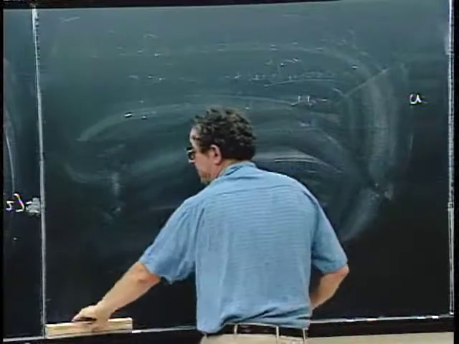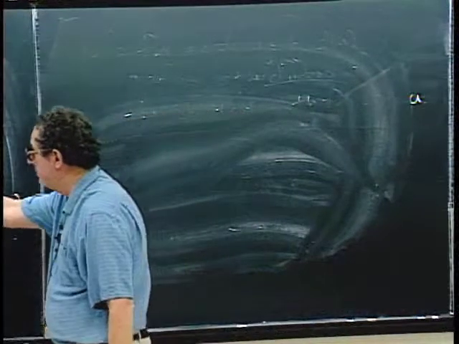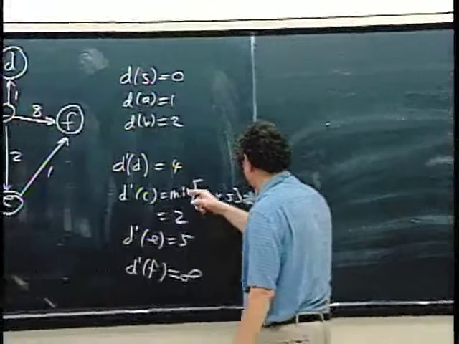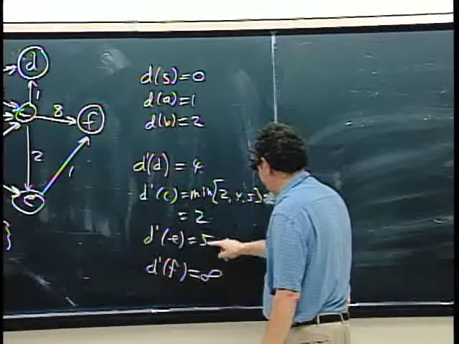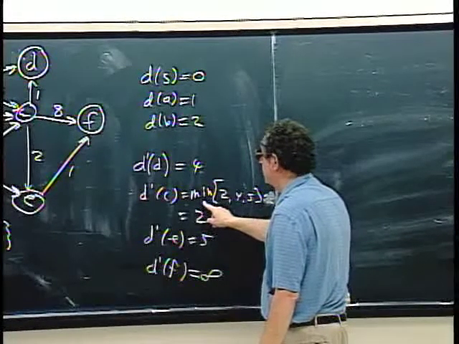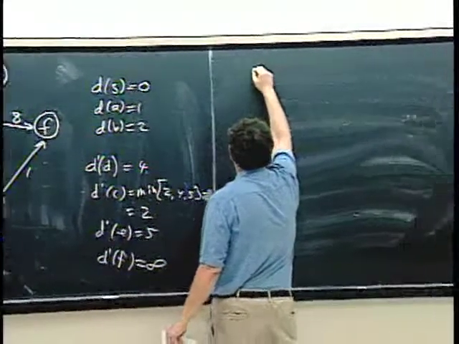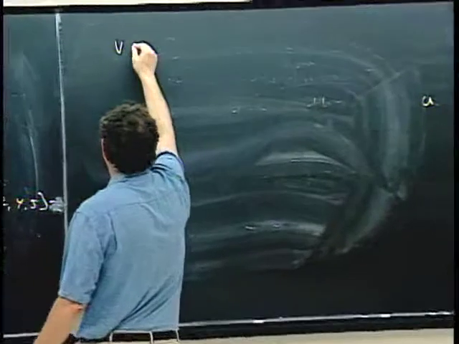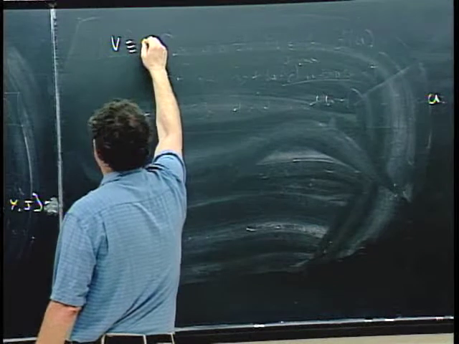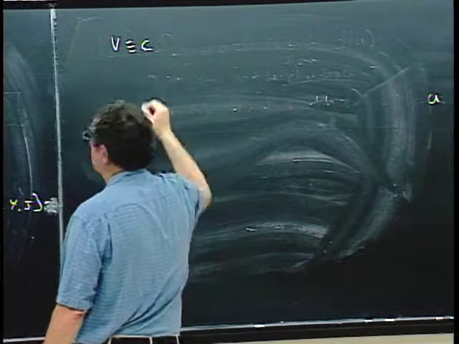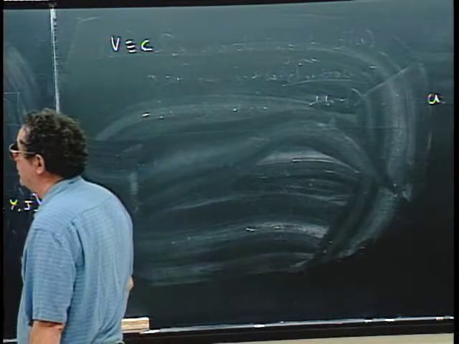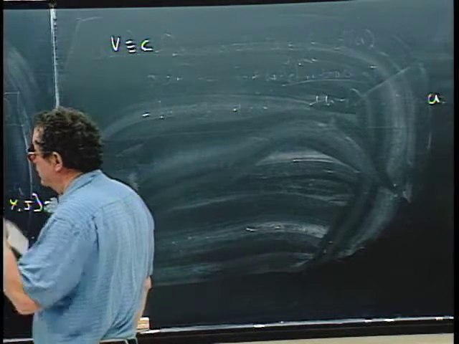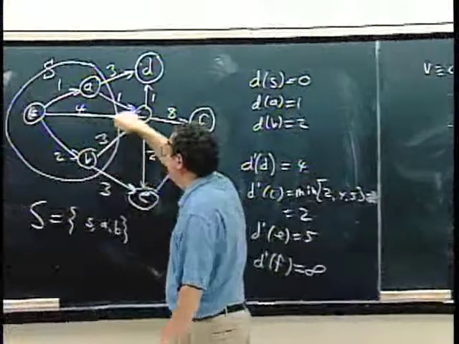The next step is that it looks through the d prime values and finds what the minimum is. So we have a 4, a 2, and a 5, and obviously the 2 is the minimum. So V in the algorithm is in this case C. And so then what the algorithm does, it puts C into capital S.